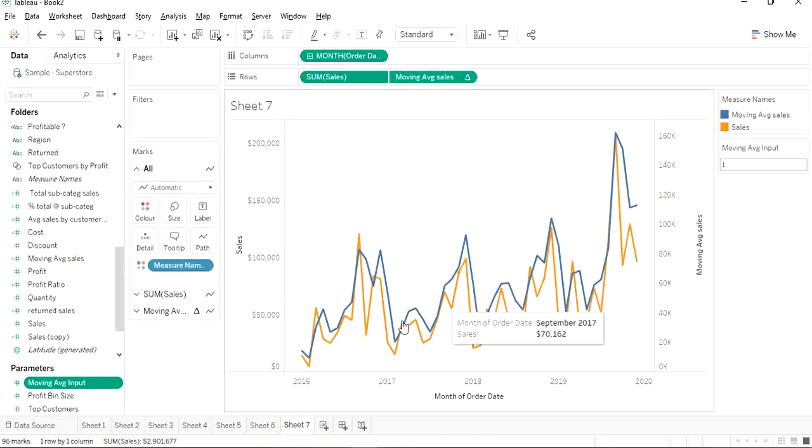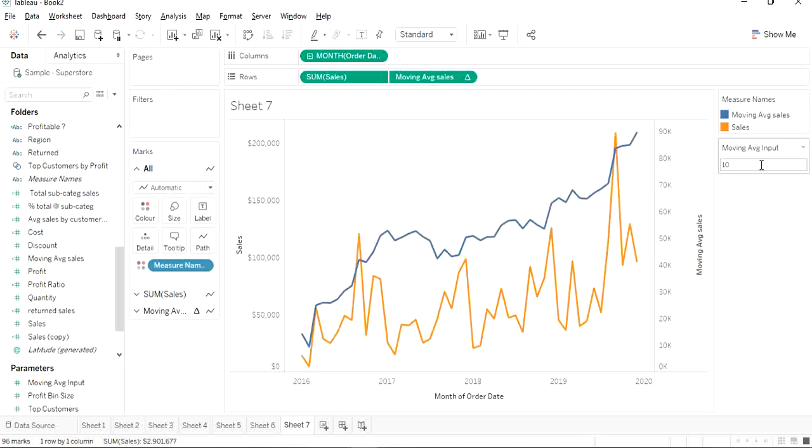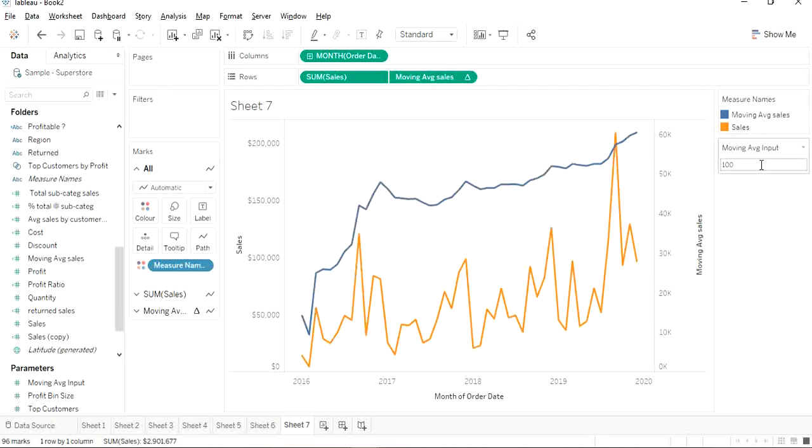Now my sales and the moving average have almost the same volatility, because my moving average is just 1. Now if I do 10, see what happens. Now it has been flattened. If I take 100, see how it goes. See, it's very smooth.